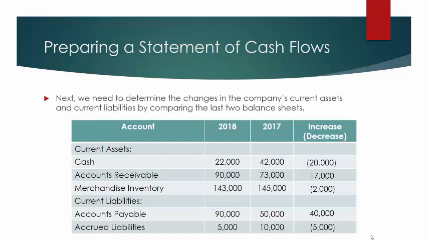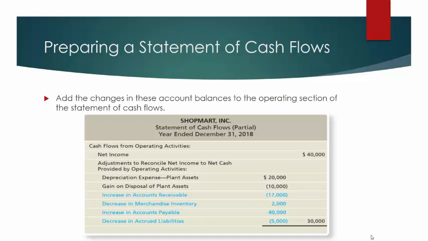And we're going to use that information in this operating section to determine what total amount of adjustments we need to make. So in this case, ShopMart is reporting its increase in accounts receivable of $17,000, its decrease in merchandise inventory of $2,000, its increase in accounts payable of $40,000, and its decrease in accrued liabilities of $5,000 to come up with a total amount of adjustments when they add those changes to the depreciation expense and the gain of $30,000. And you may be looking at this and saying some of those numbers are negative and some of those numbers are positive for the current assets and current liabilities that you just put in there.